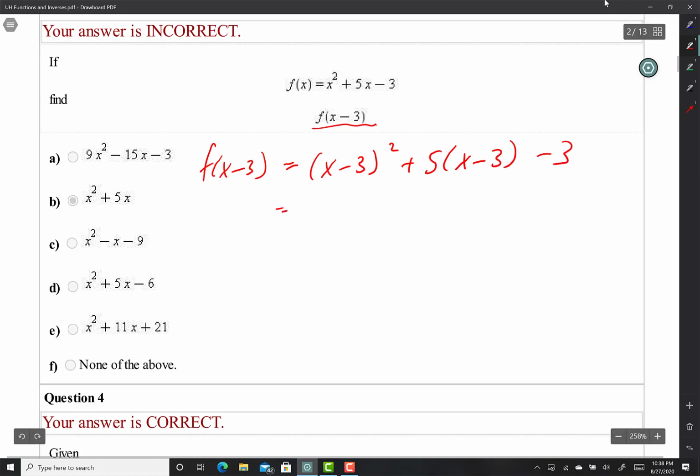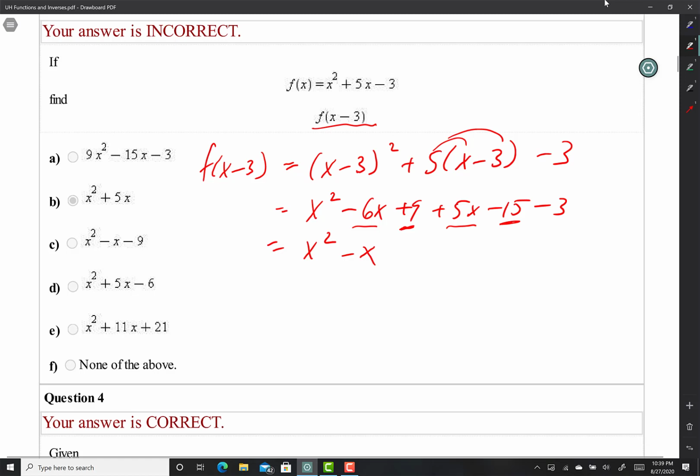So now, let's see, let's expand it. x times x is x squared. x times negative 3 is negative 3x. We're going to have two of those, so minus 6x. Negative 3 times negative 3 is positive 9. And then distribute the 5. So plus 5x minus 15 minus 3. So let's see, x squared. And then negative 6x plus 5x, that's going to be a minus x. And then 9 minus 15, the difference is 6, so that's going to be a negative 6, and then minus 3, which is minus 9. And then look for that.